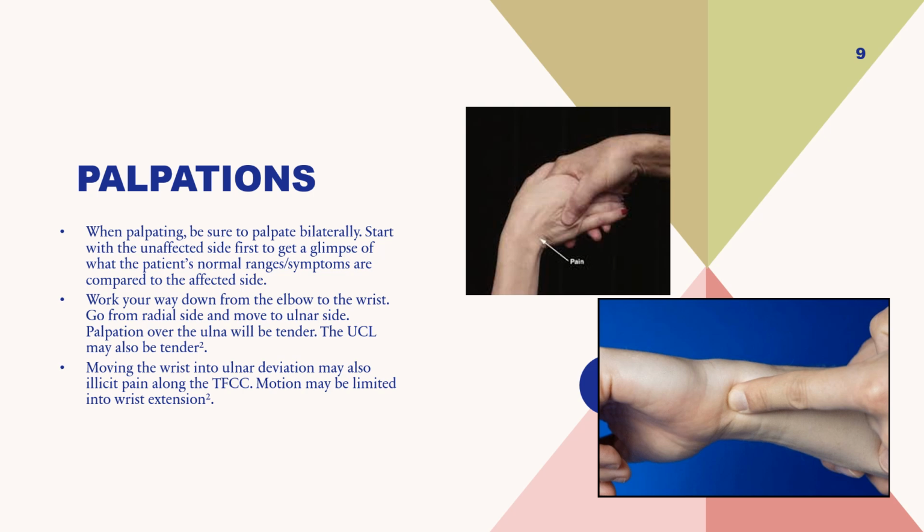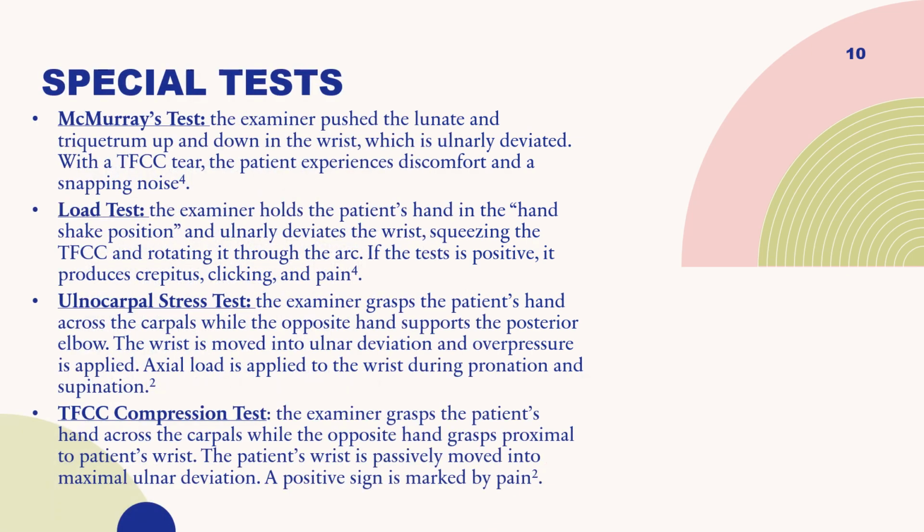And here are some pictures of some palpations and how the ulnar deviation is at the top picture. So some special tests to rule in TFCC include the McMurray's test, where the examiner pushes the lunate and triquetrum up and down in the wrist, which is ulnarly deviated, and with the TFCC tear, the patient experiences discomfort and a snapping noise.